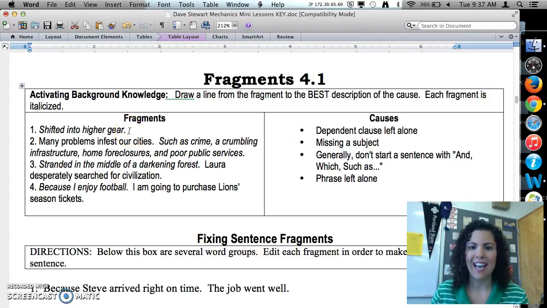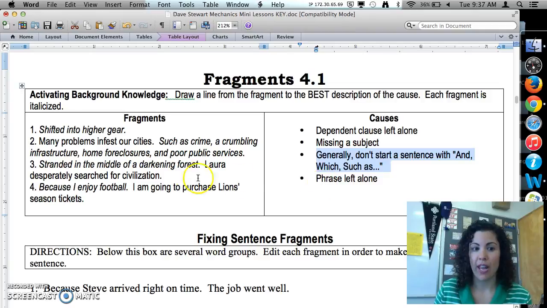So shifted into higher gear. Who shifted? We don't know. I don't have a subject. So I would connect it to missing a subject. Then many problems infest our city, such as crime. We just saw that in the example. So this is generally starting a sentence. So I would just draw lines to these. I can't draw lines here. Stranded in the middle of a darkening forest. We would want to add a comma here. Right now it's just a phrase. And then because I enjoy football, that has that word because, which makes it a dependent clause. So we're just matching these here.